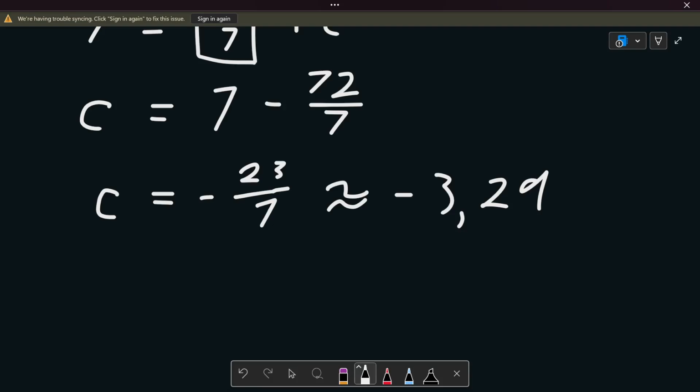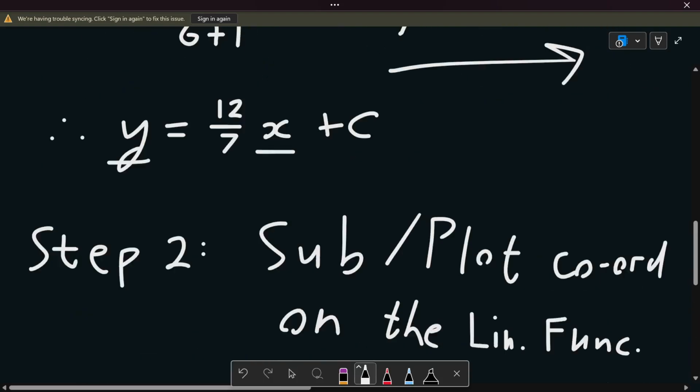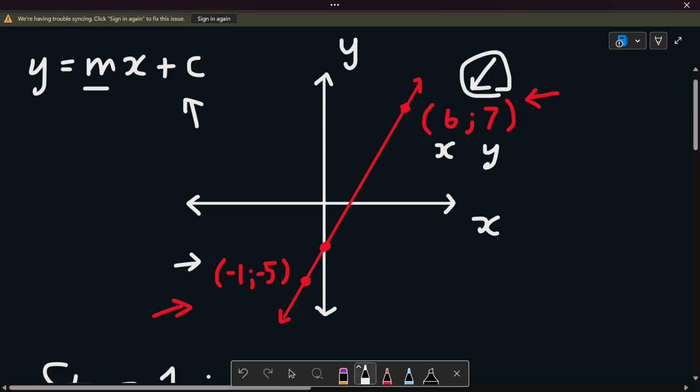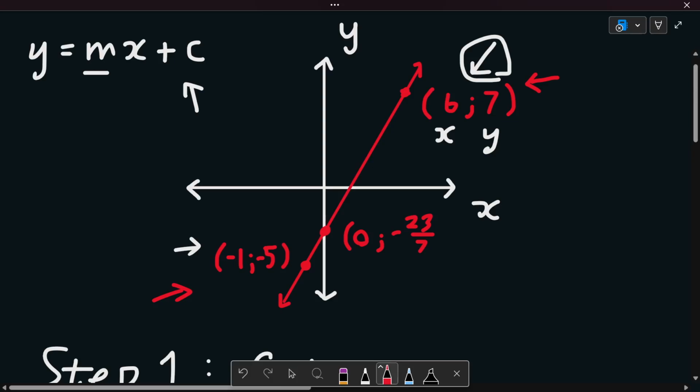Okay, can we see if that is true over here on the graph? Now that was a long step over there. So let's see this one over here. This coordinate will therefore be, because remember we found our y-intercept, this will be 0, where x value is equal to 0, and this will be negative 23 over 7. And remember we said it was approximately negative 3.29. We can clearly see that this point is between 0 and negative 5. So therefore we did something right in that case.